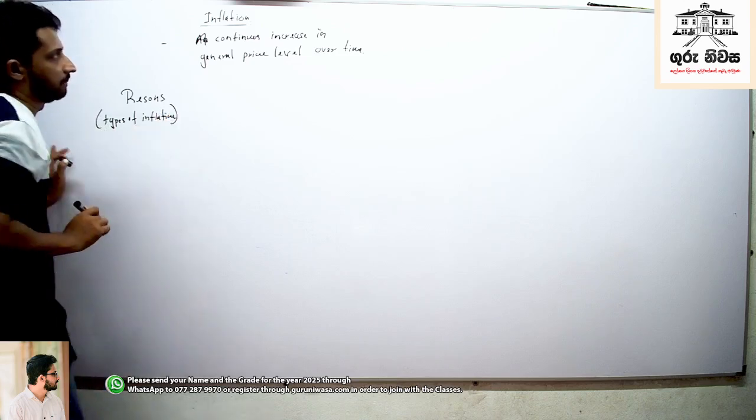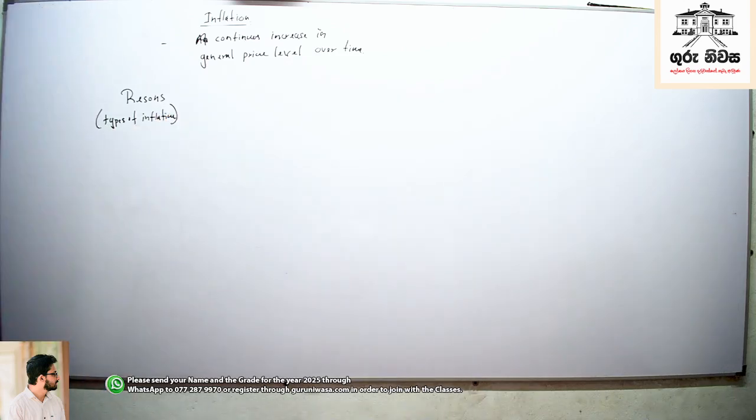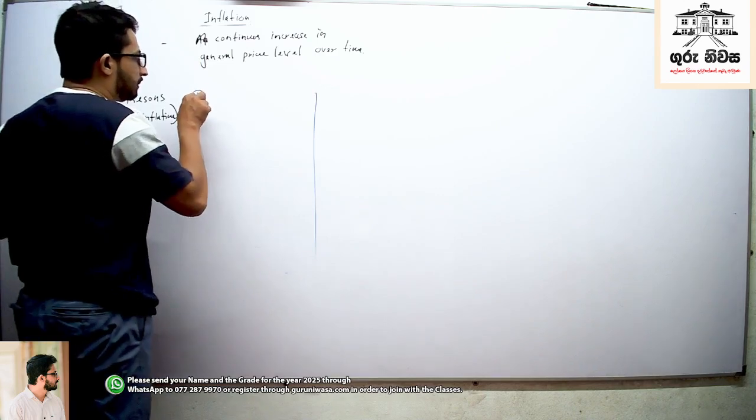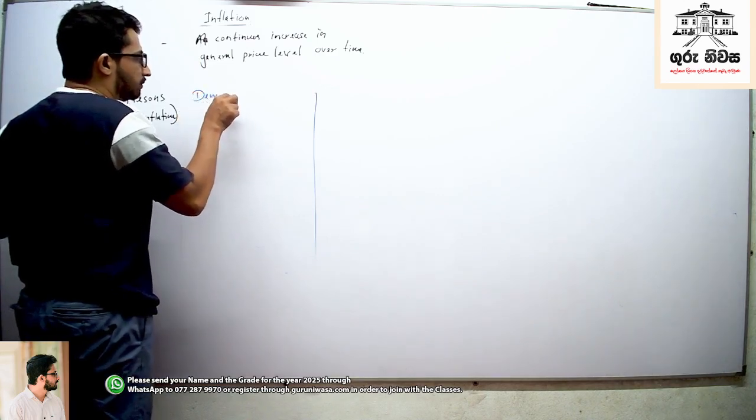How many reasons are affecting inflation? The two. I told you two. What are the two? Demand pull and cost push. What is meant by demand pull? How to define demand pull?